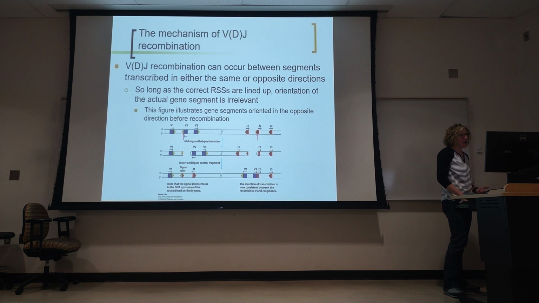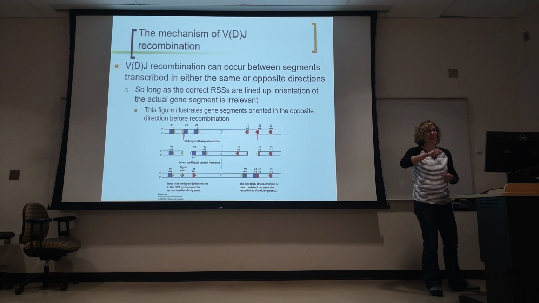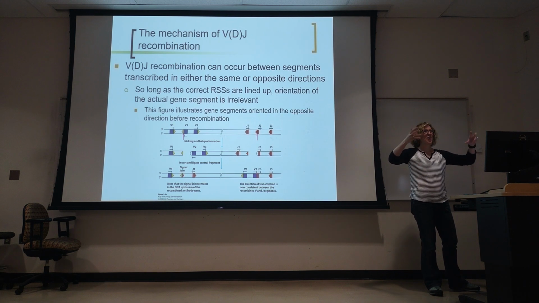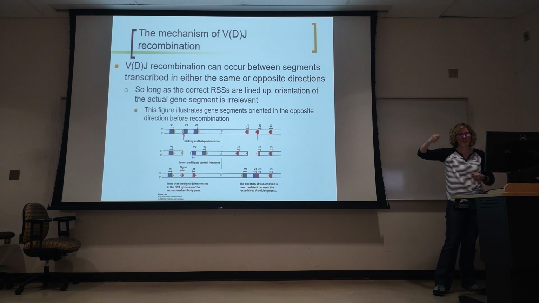So this is talking about orientation, signal joints, things in the right and wrong direction. We're going to physically move the information around instead of cutting and pasting and then some machine turning it around. We're just going to use the coiling of DNA and the wrapping to create a hairpin to get everything in the right direction.